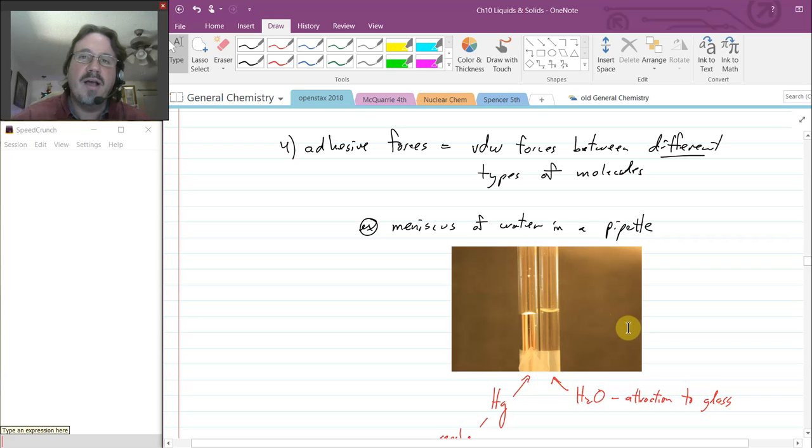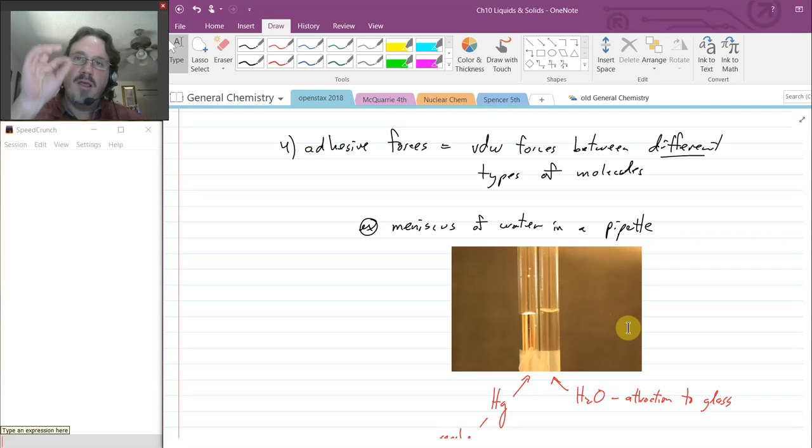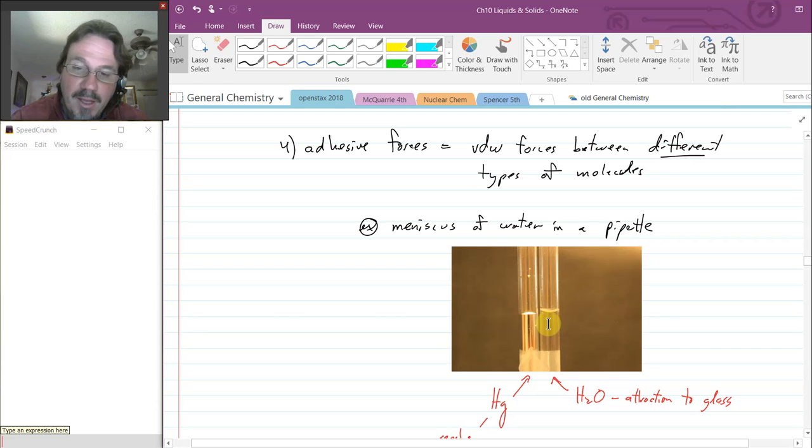Why does it do that? Why isn't it just straight across? Why does it form this smiley type face? Well, the answer is adhesive forces. The water molecules are actually being attracted to the glass molecules. There's an attraction there. Van der Waals force is at work here, right? So because of that attraction, in the middle, it's not contacting the glass, and so gravity's pulling it down.